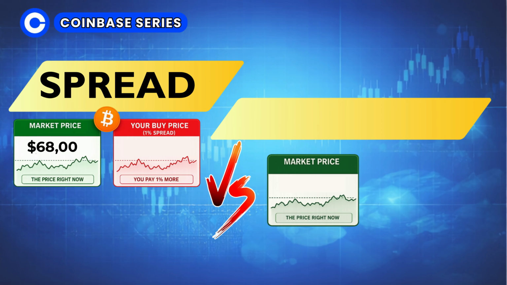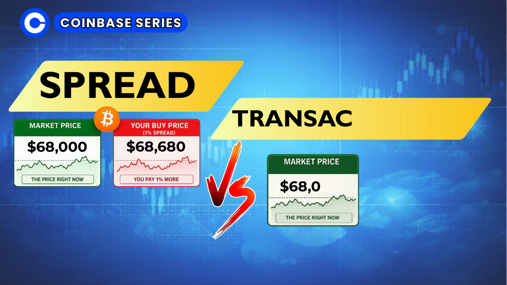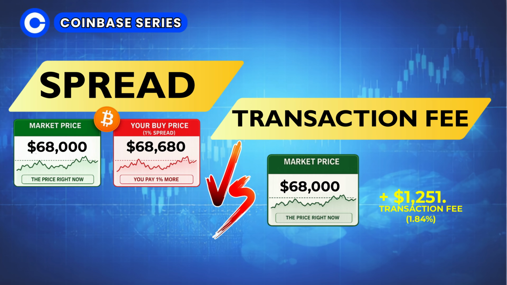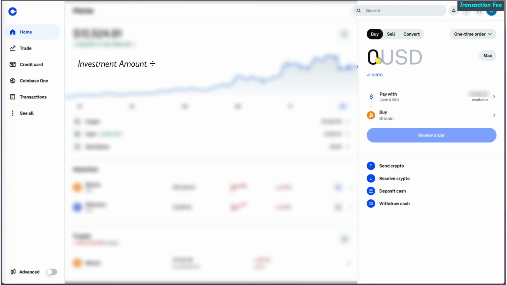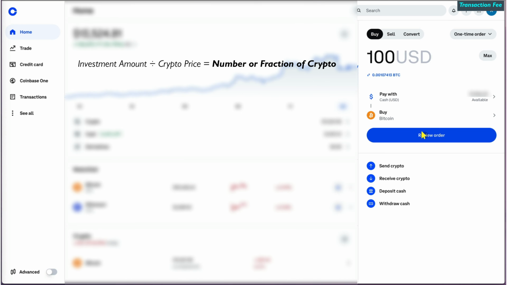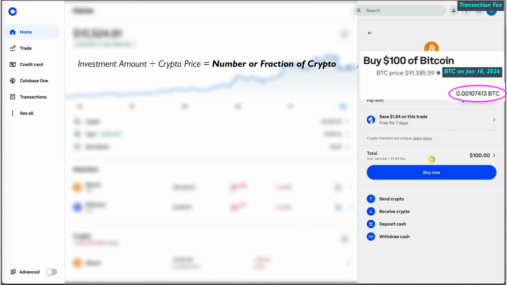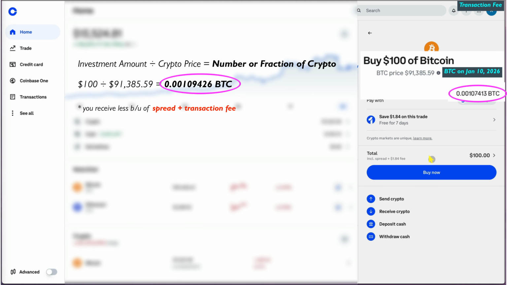Trading crypto on Coinbase may include costs, such as the spread and transaction fee. For example, if I want to buy $100 worth of Bitcoin, I would receive 0.0010741 fraction of a Bitcoin. However, if you divide $100 by the current Bitcoin price of $91,385, it would be 0.00109426, a larger fraction of a Bitcoin.